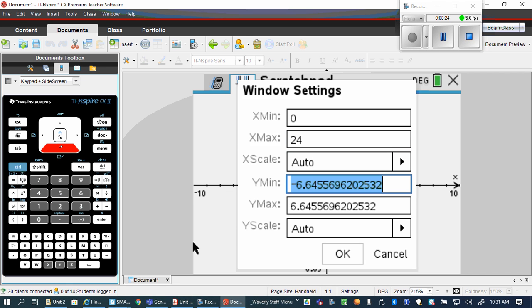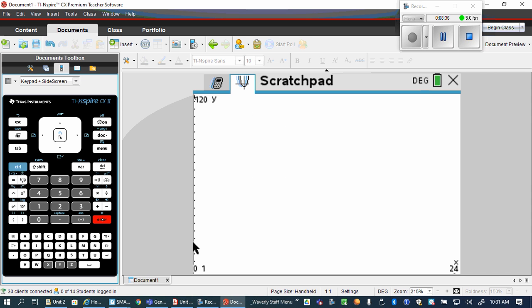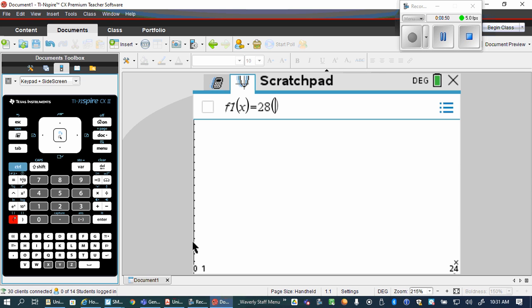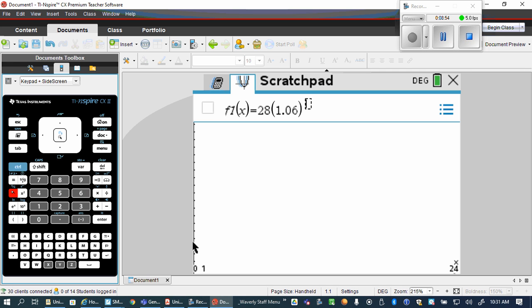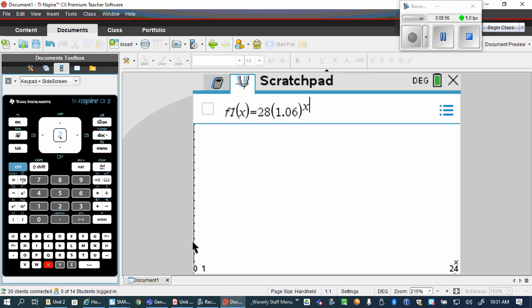And then a Y, or P in our case, 0, what did they say, 120? A little bit above. I'd almost rather go out maybe 25, whatever. So notice all like first quadrant, right? Real life situation. So I hit your tab button. And it was 28 parentheses. What was it, 1.08? 1.06. 0.06. Caret button for the X.